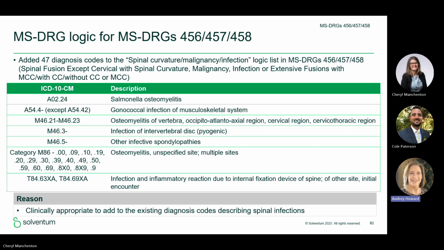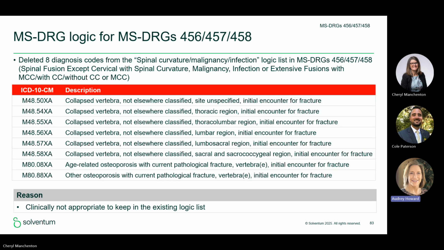And then on the next slide, once again, the same spinal curvature, malignancy, infection logic list, but they deleted 8 diagnosis codes describing collapsed vertebra, age-related osteoporosis, because this didn't really qualify for a spinal curvature or a malignancy or an infection. So they deleted these 8 diagnosis codes from that list.